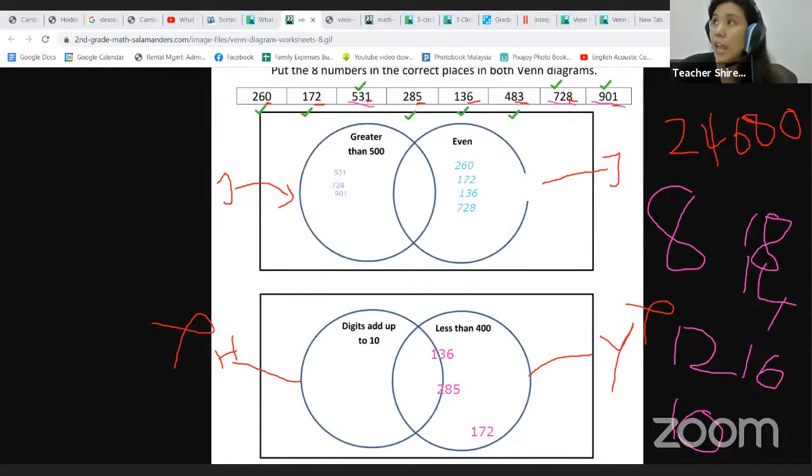Now, do you see any number that is the same? Like for example here, 728 and 728. Do you see it's the same? If it's both the same, you write on the intersection place, because this means that it is greater than 500 and it is also even. Understand?